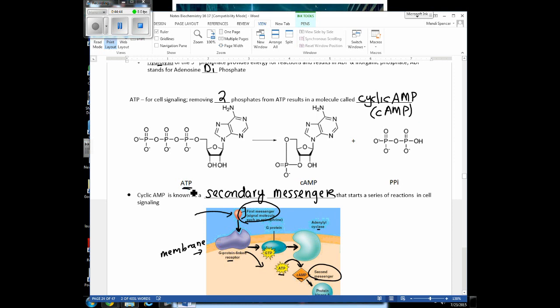So here is our ATP molecule with 1, 2, 3 phosphates. And to make cyclic AMP, there's going to be a hydrolysis reaction. Water is going to be added, and the 2 phosphates are going to be removed. You can see them over here. And then we're left with this part, which is called cyclic AMP. And there's just 1 phosphate left on that molecule.